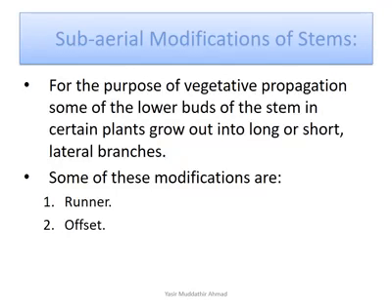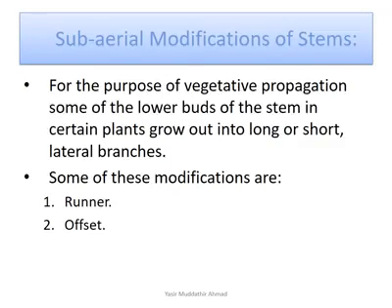We have two types of the subaerial modifications, like the runner and the offset. And the only purpose for such modification is vegetative propagation. Vegetative propagation here means the plant is going to multiply in number vegetatively without any sexual reproduction. Vegetative propagation is one of the types of asexual reproduction.